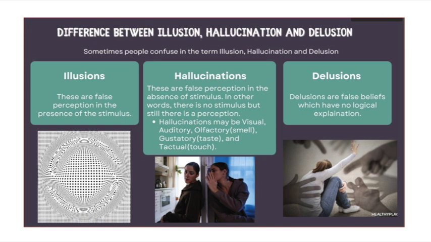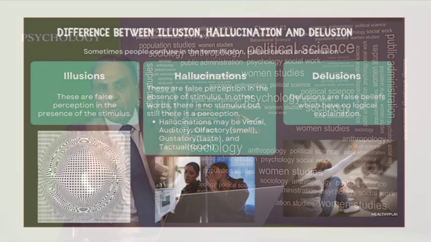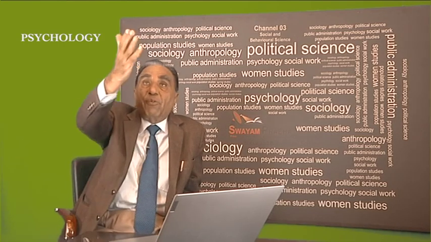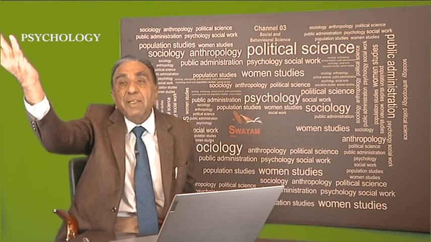Hallucination may be visual, auditory, olfactory, that means smelling, gustatory, that means taste, and tactual, that means touch. There is no stimulus at all. For example, I am sitting here in the classroom, but on the wall I can see my parents, I can see my family. Where is my family in the class? It is visual.